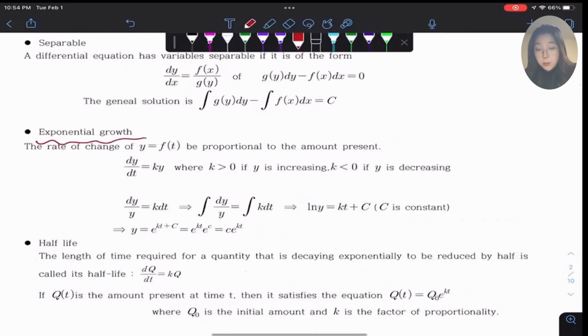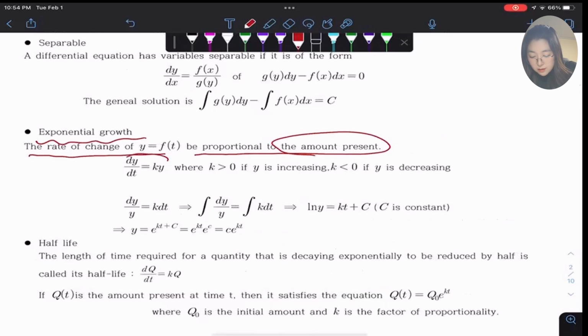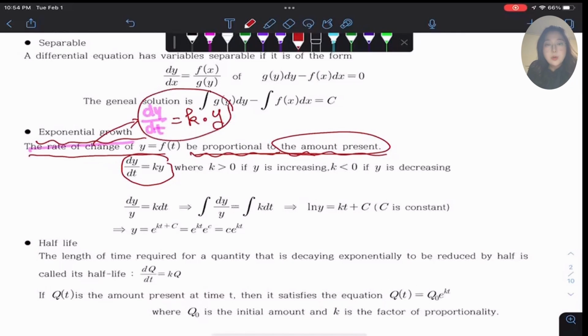Exponential growth, the rate of change is proportional to the amount present. In other words, this part is dy over dt. Proportional to, we need a constant k times current amount y. So you should remember these two forms: this equation and this statement.